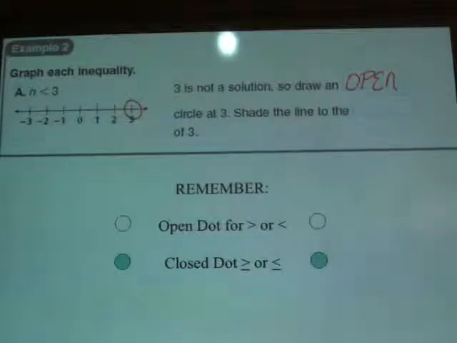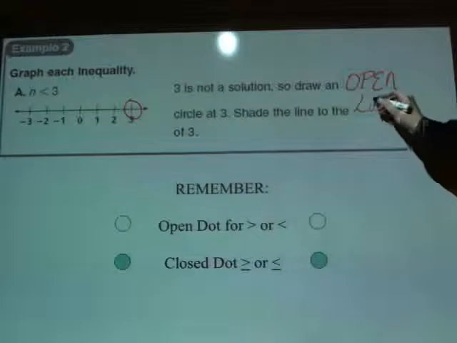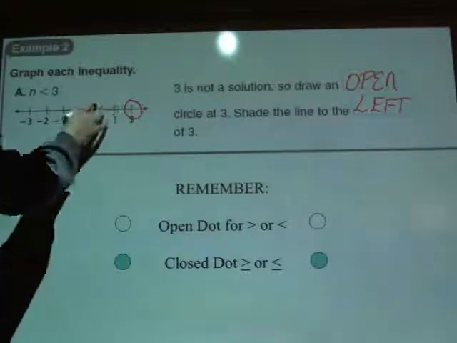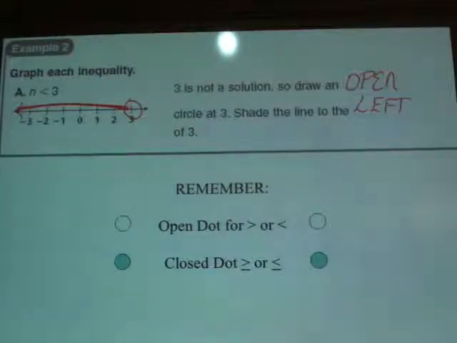Now that's not it. Now I've got to show you where all the numbers that are less than 3 are. So that's our 2 and our 1 and our 0 and all our negatives. So now what you're going to do is shade from that circle all of those numbers that would be matching that situation on the number line. So we're going to shade the line to the left of 3 now. So from 3, I'm going to shade to the left, as such, and that's going to show me n is less than 3. All the numbers that satisfy the inequality n is less than 3.